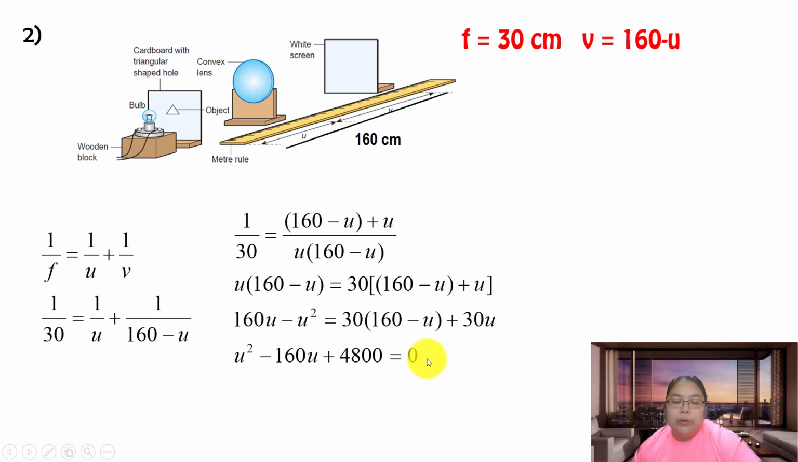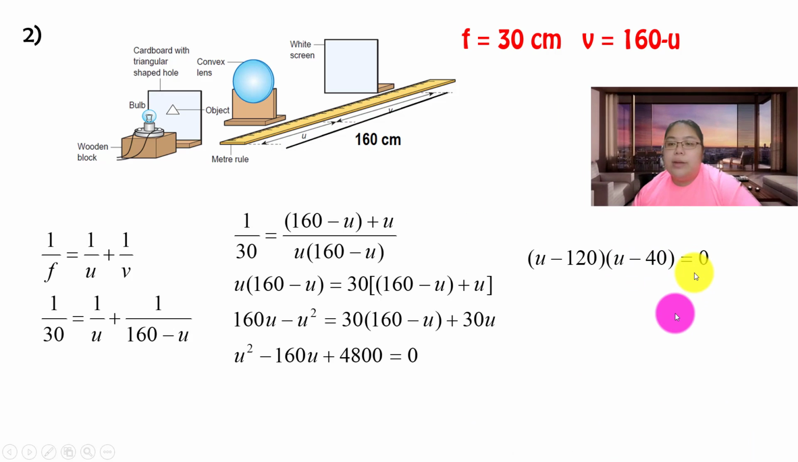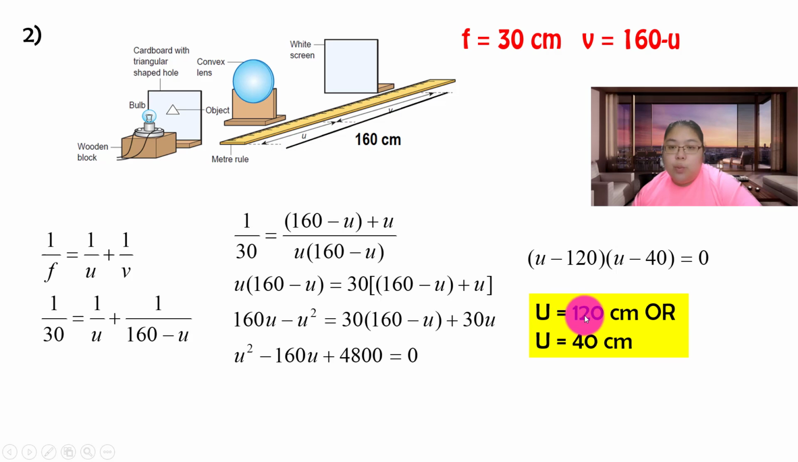So from here, we need to find what u is. You need to factorize it. After factorizing, we get (u minus 120)(u minus 40) equals 0. So from here, I can conclude the positions of the object distance. The first one, u equals 120 cm. The other one, u equals 40 cm. Finally, you can get the sharp image.